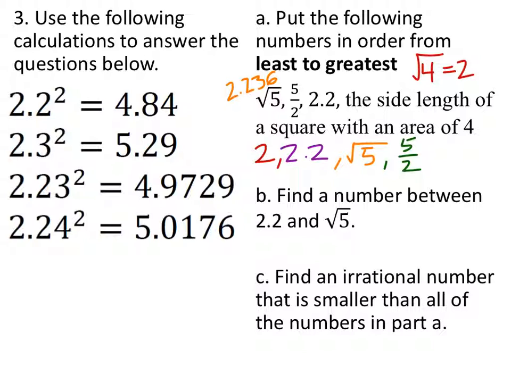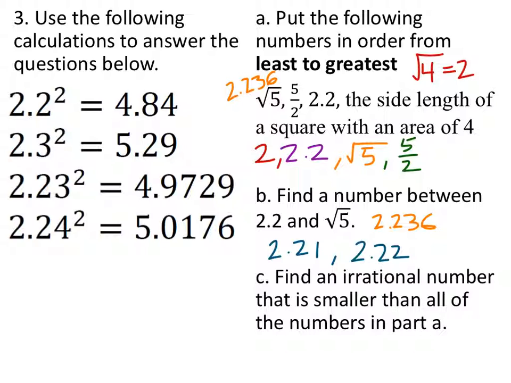We want to find a number between 2.2 and the square root of 5. And we've already seen that the square root of 5 is 2.236. So we're going to write in a value between those, such as 2.21 or 2.22 would work. Either of these would work. 2.23 would work as well.